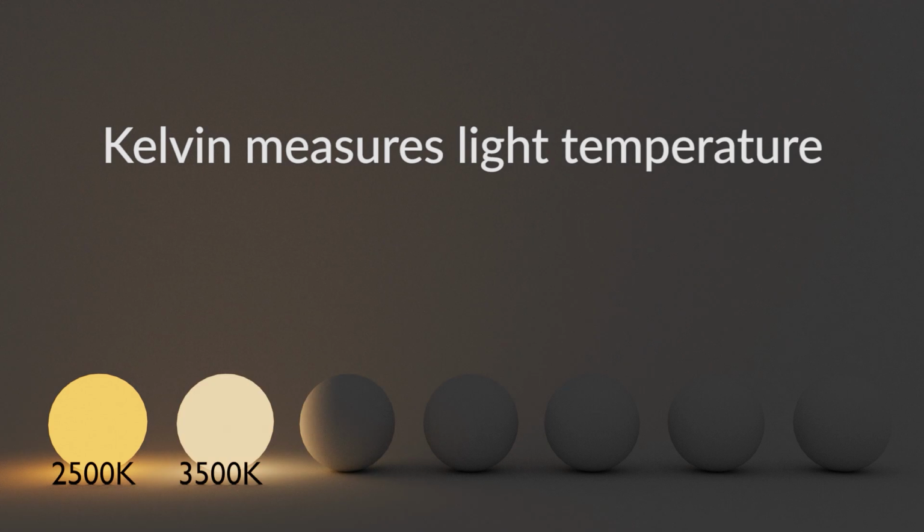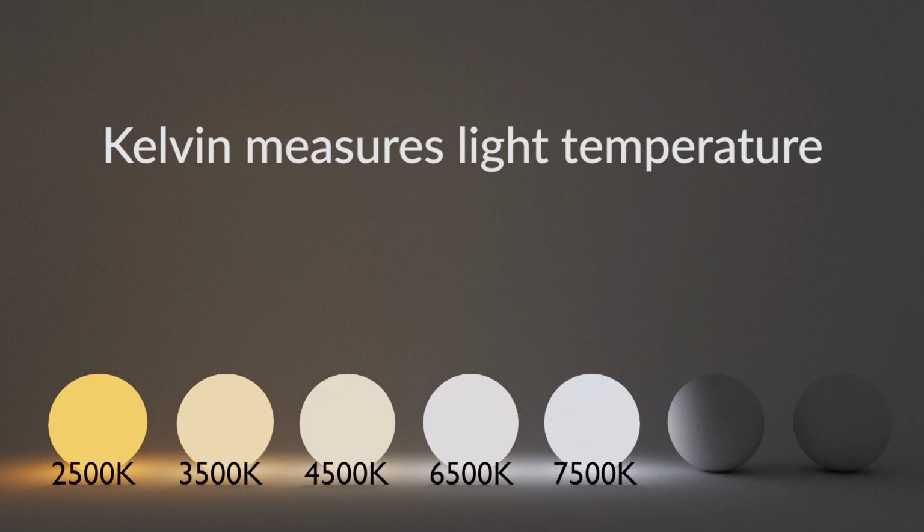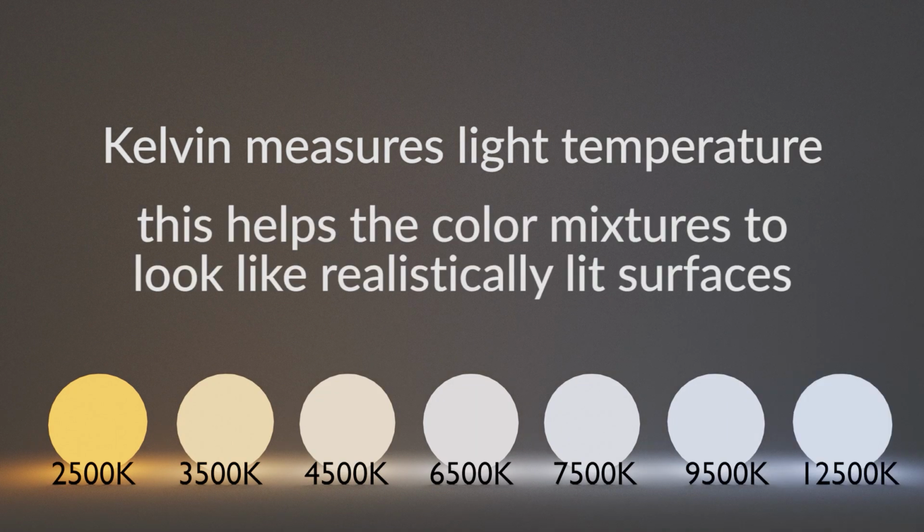Temperature is measured in kelvins. 2500 is the warmth of a candle. Over 7500 is blue, like the different shades of the sky, depending on how high up on that Kelvin scale you go. White light is a concept.